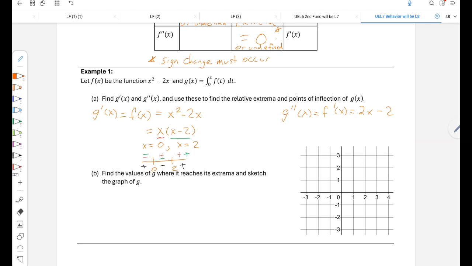So we have a relative min at what value? Yep, x equals 2. And relative max at x equals 0.